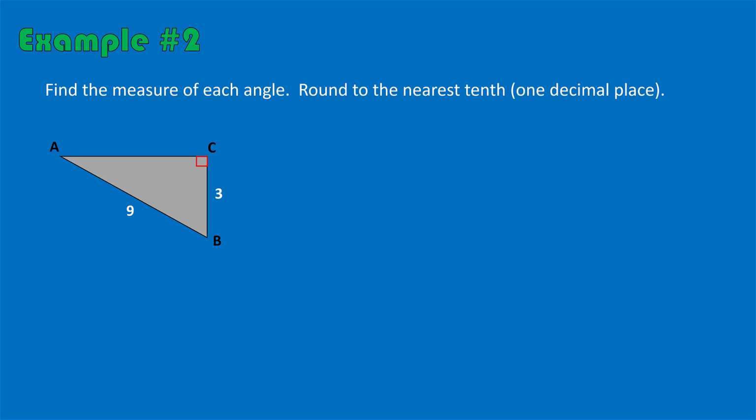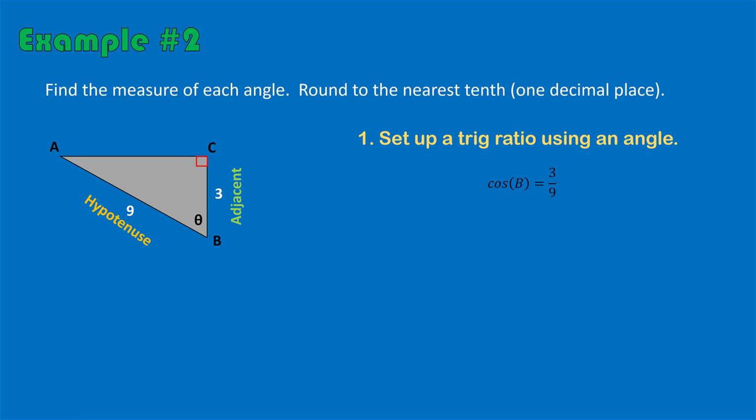Let's do another one. Same thing, find the measure of all the angles and round to the nearest tenth, or in other words, 1 decimal place. So start off with picking a theta and labeling the sides that we have measures for. So here I decided to do angle B first just to show you how that would work. So I have adjacent and I have hypotenuse now if I'm looking at angle B. Set up your trig ratio using the angle. So cosine B is 3 over 9 because cosine uses the adjacent and the hypotenuse.